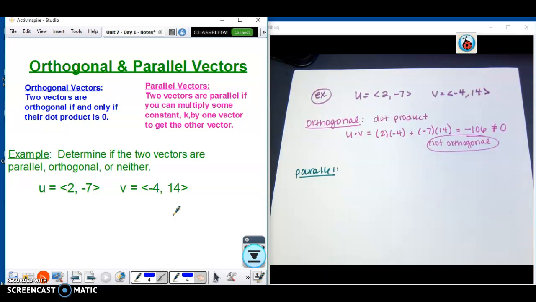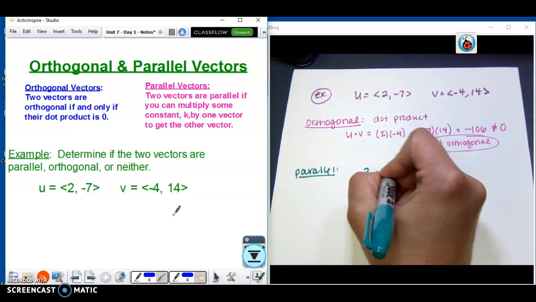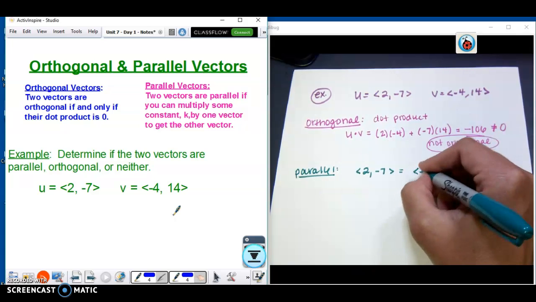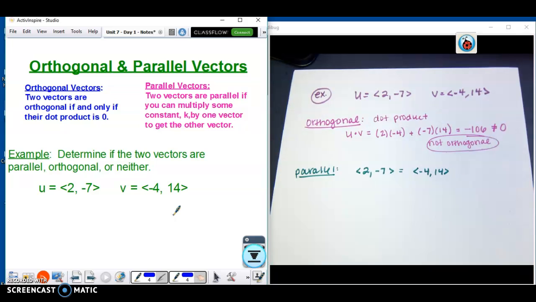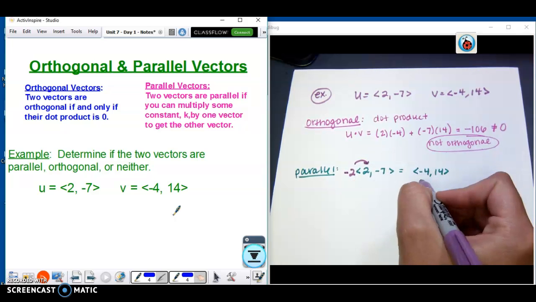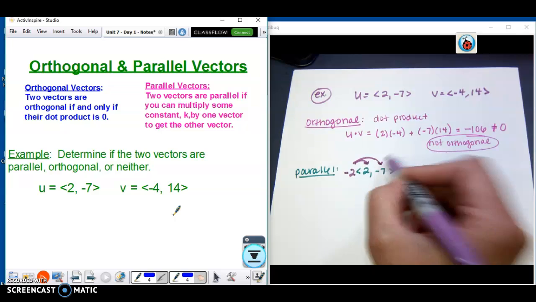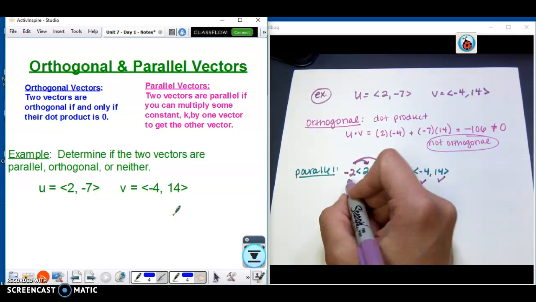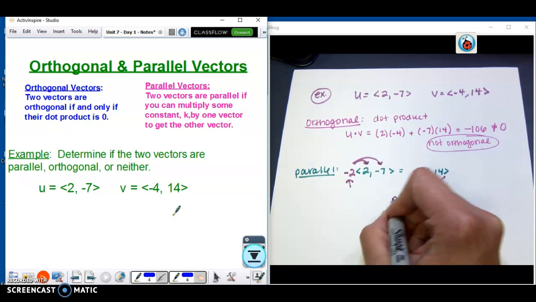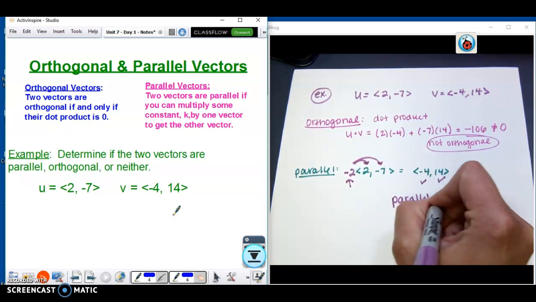So the parallel says you have to find some scalar k that if you multiply one by it, you can get the other vector. So if I take 2, negative 7, I want to find some number I can multiply so that I get negative 4, 14. So to get from 2 to negative 4, if I was to multiply that by negative 2, so negative 2 times 2 is negative 4, that works. Negative 2 times negative 7 is 14, so that works. So because we can multiply by this scalar negative 2 here, that means that these are parallel vectors.